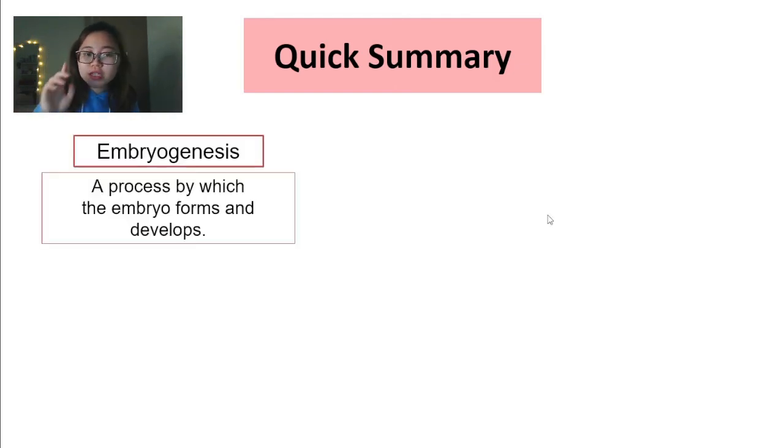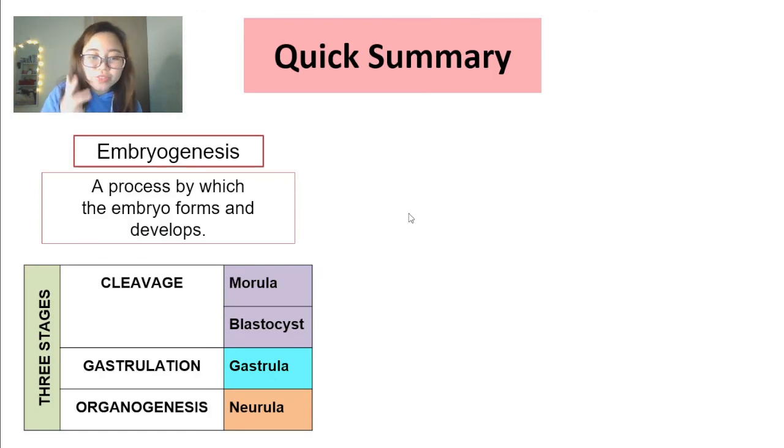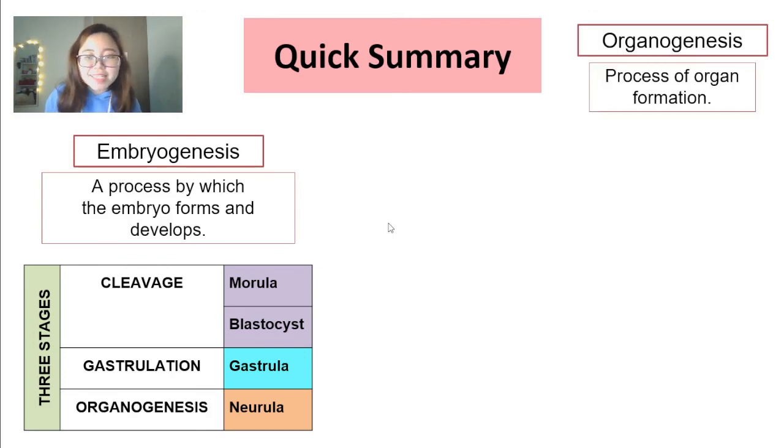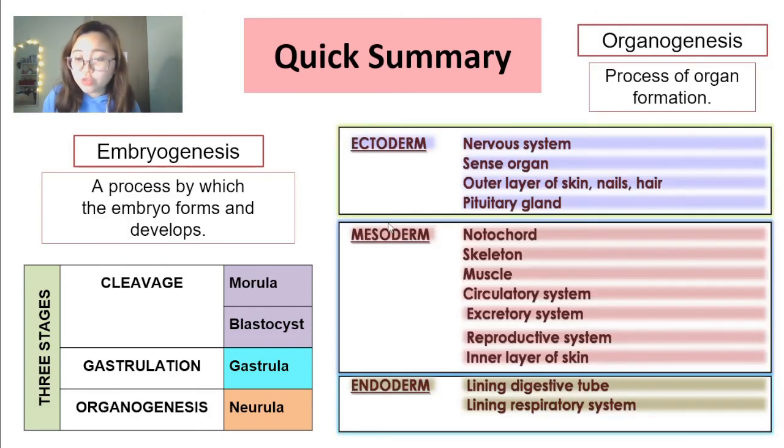Okay, so first things first, remember the definition for embryogenesis, which is a process by which the embryo forms and develops. Embryogenesis is divided into three stages: cleavage, gastrulation, and organogenesis. Organogenesis is defined as the process of organ formation. And please remember what each of the germ layers will eventually develop into. So those are the main points of this subtopic.